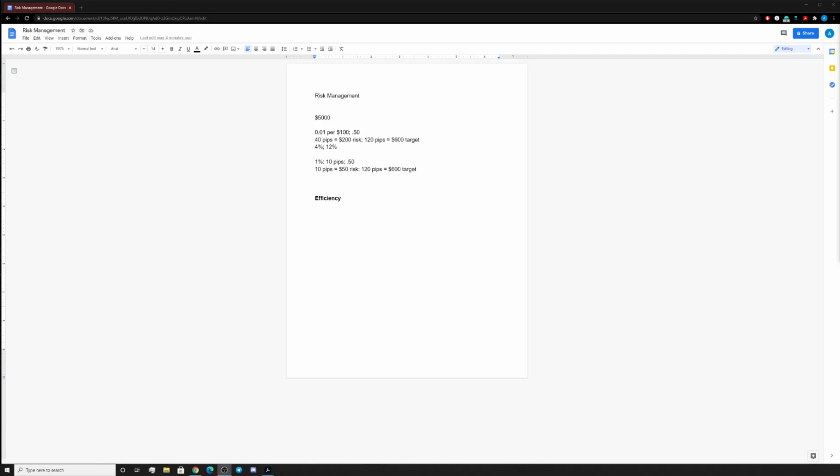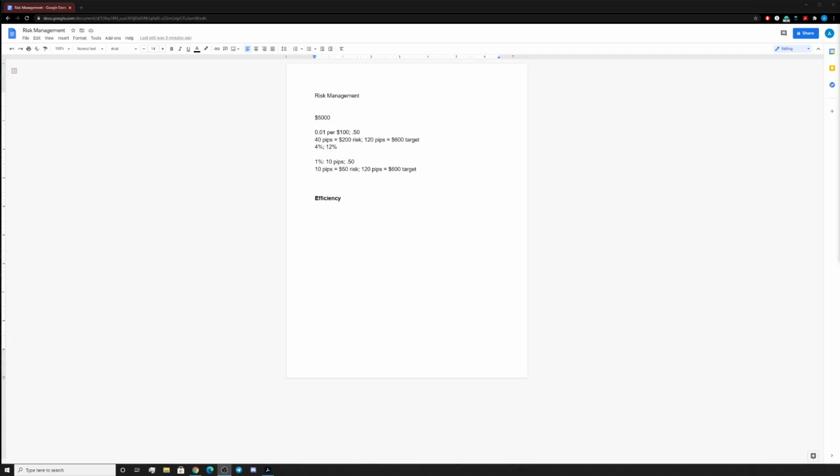So let's take this consideration in a scenario with two different approaches. There's the approach of 40 pips, which is let's say about a $200 risk, as it says on the screen. That means that your lot size is 0.50 because you're risking 0.01 per 100. So if you go to $5,000, that's a 0.50 lot size. Let's say your trade idea has a 40 pip risk and a 120 pip TP. That means that you're risking $200 for $600, hence 1 to 3 risk to reward, hence 4 to 12%.